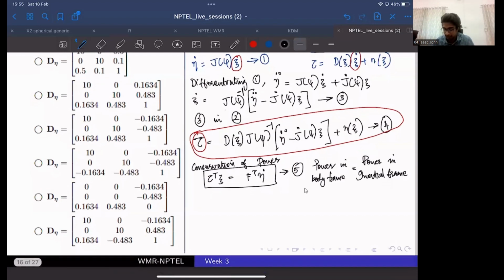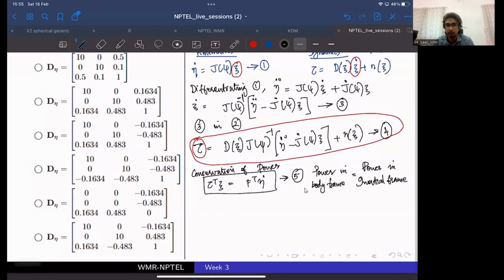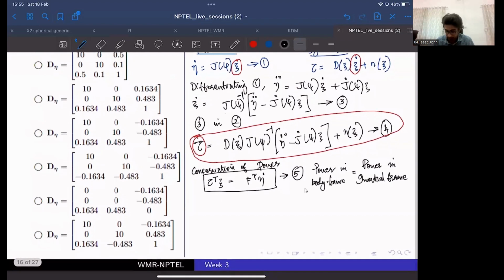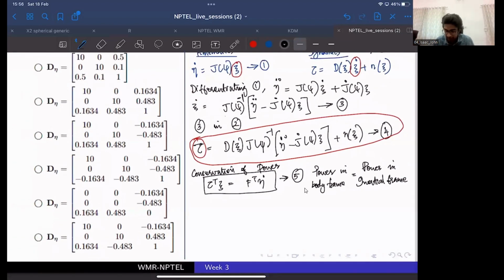With this in mind, again from kinematics, what is eta dot? From kinematics, from equation 1, eta dot is simply J of psi times zeta. So tau transpose zeta would be F transpose J of psi times zeta. So zeta and zeta get cancelled. If we take the transpose throughout, you will get tau equals J of psi transpose F. This is equation 6.